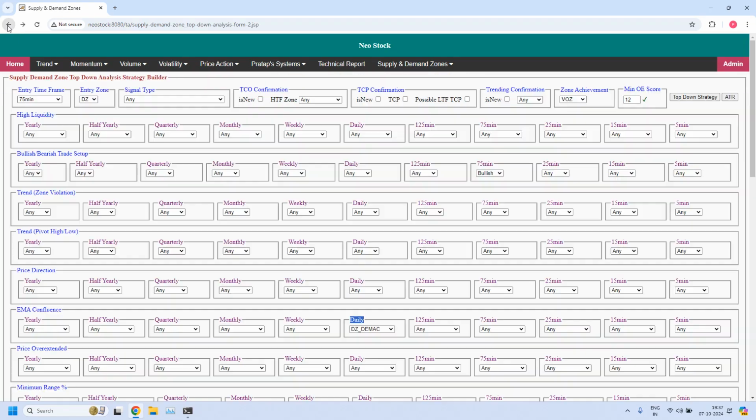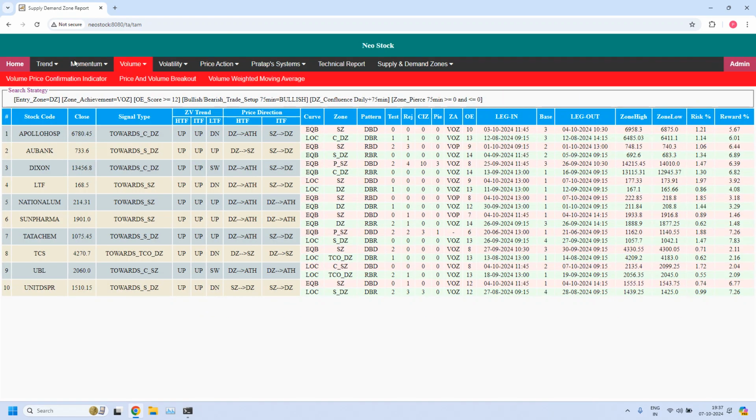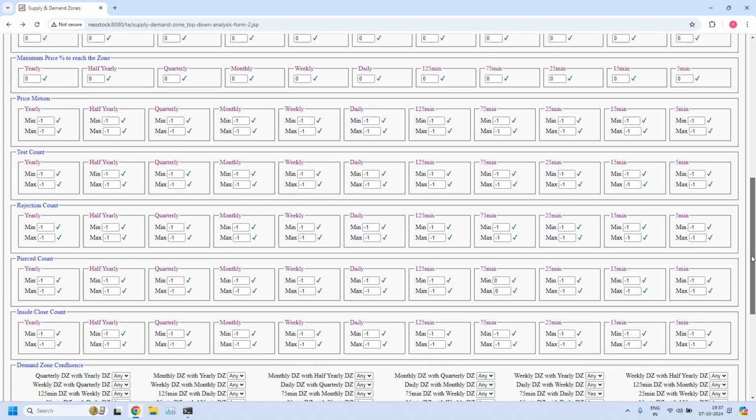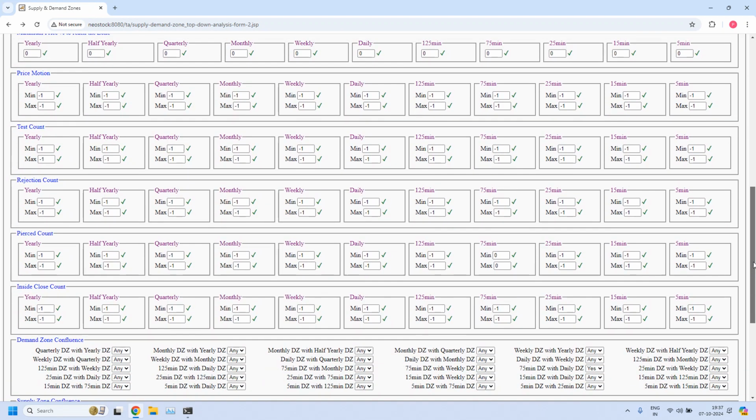LTF, ITF, HTF confluence. So I am removing the EMA filter. Only LTF, ITF confluence, we have earlier 10 stocks. Now let us add HTF confluence also. So 2 more filters we need to add. Already 75 with daily is added. Now 75 with weekly demand zone confluence, and the daily demand zone with weekly demand zone confluence. I enabled all the 3 filters.